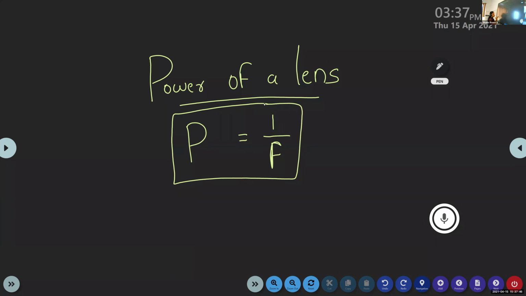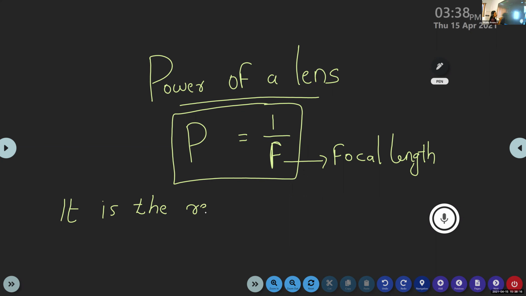What does f represent? Small letter f. Focal length. Yes, f represents the focal length. So from this equation, we can form a definition for power of a lens. Power of a lens is the reciprocal of the focal length. What is the definition for power of a lens? It is the reciprocal of focal length.